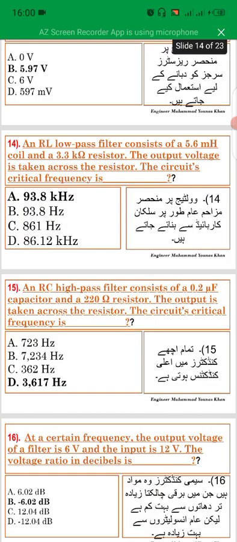An RL low pass filter consists of a 5.6 mH coil and a 3.3 kilo ohm resistor. The output voltage is taken across the resistor. The circuit critical frequency is 3.8 kHz.